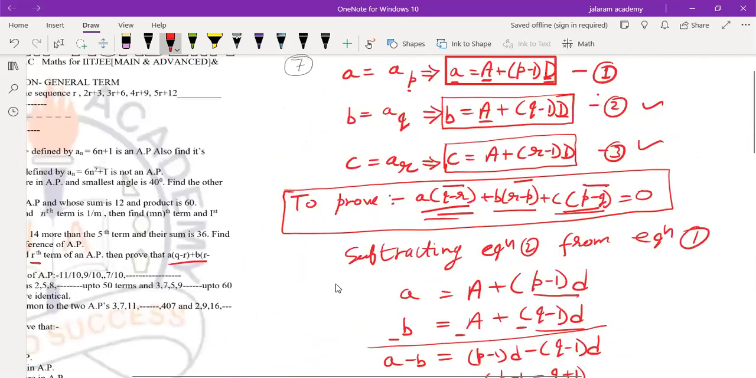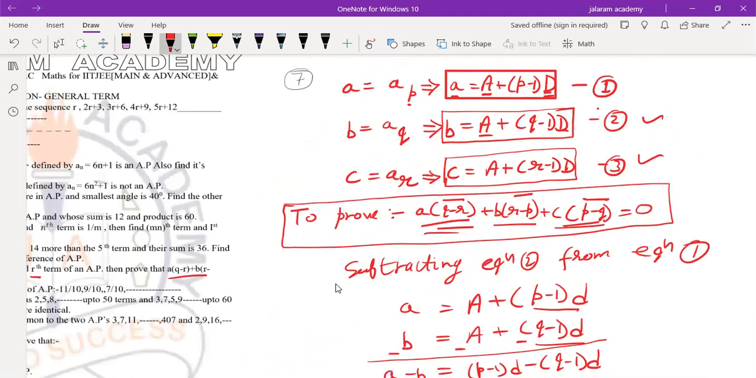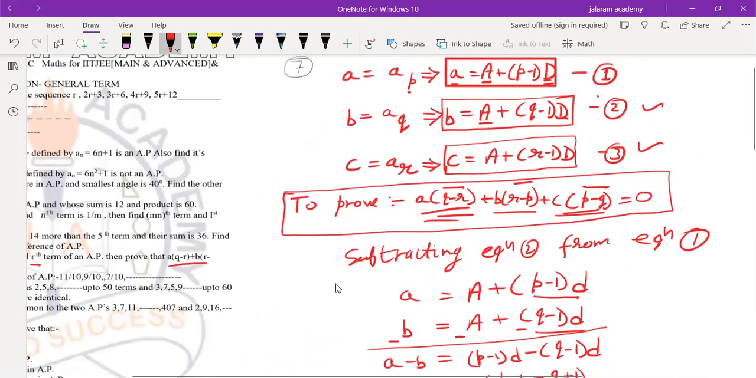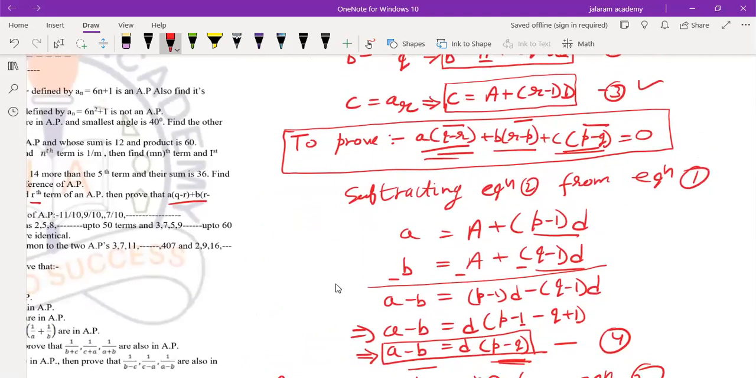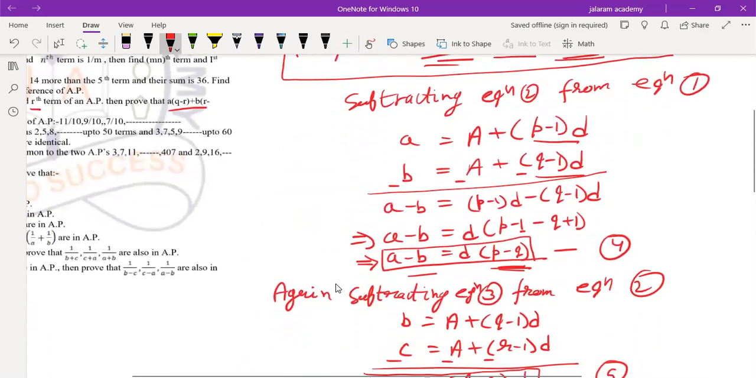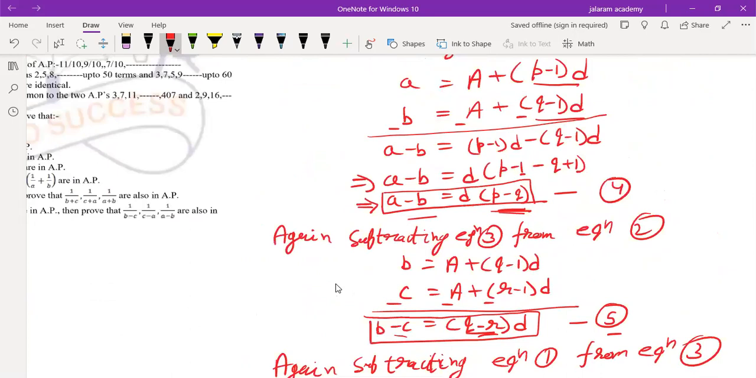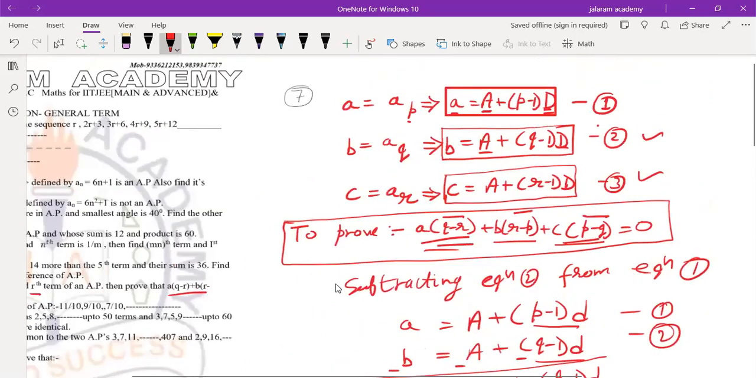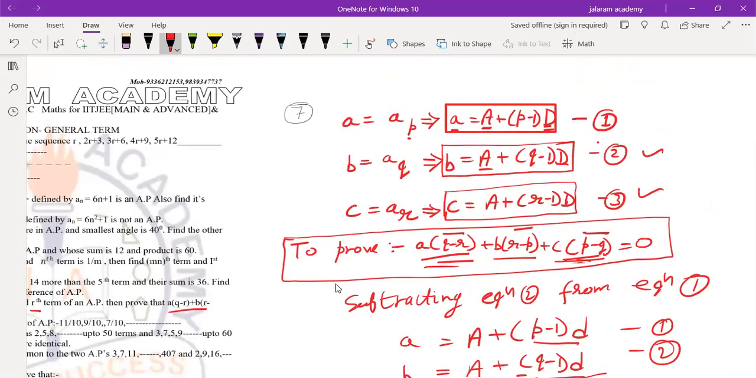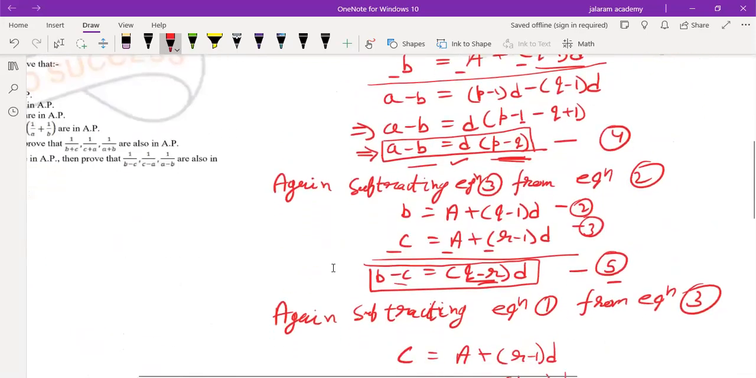First we subtract equation 2 from equation 1. It gives P minus Q into D equals A minus B. When we subtract third from the second, this is second, this is third. First we have subtracted second from the first, it is giving A minus B equals D into P minus Q. And it is required in our proving. So we can easily use it.